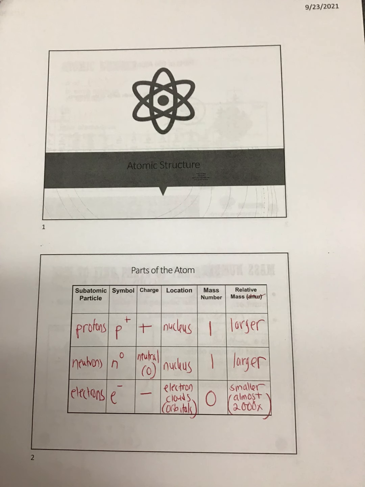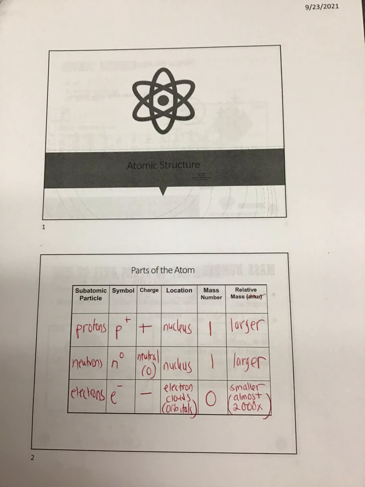Protons are positive. They're in the nucleus, the center of the atom. Their mass number is going to be 1 because they're larger, so they are included in the mass number. Neutrons are neutral. They're also in the nucleus, and they're also larger, so they are included in the mass number.